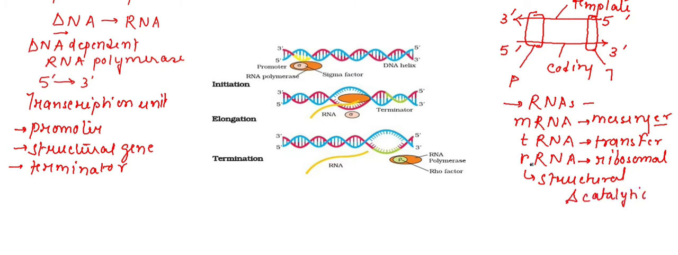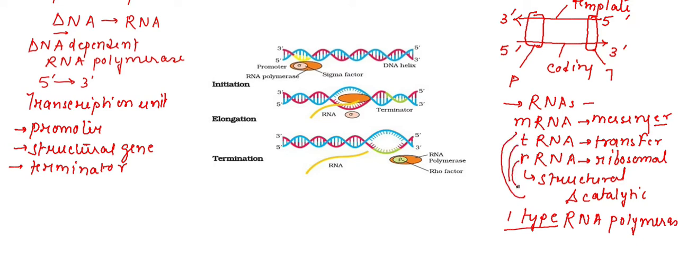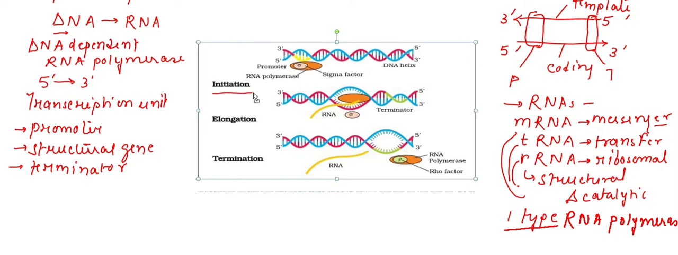So only one type of RNA polymerase is present, and it transcribes all the 3 types of RNAs having different functions. Now the process is completed in 3 steps. We are talking about prokaryotes right now: initiation, elongation and termination. In 3 steps the process is completed.